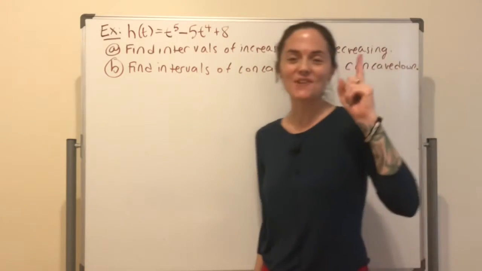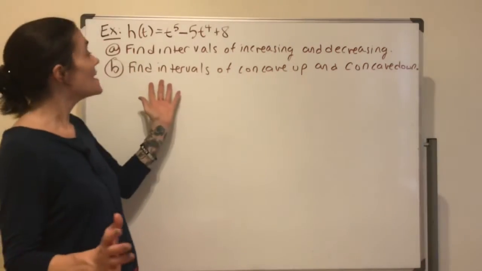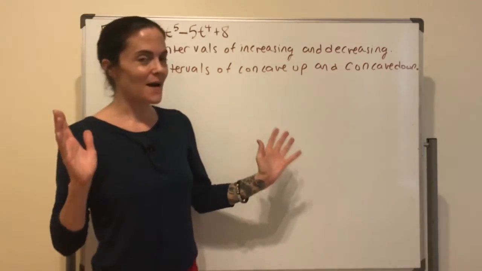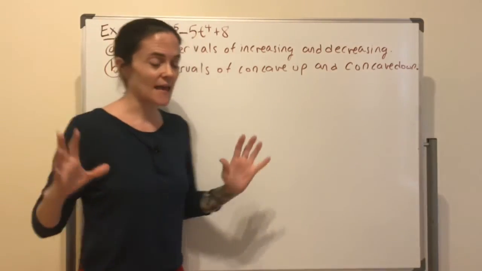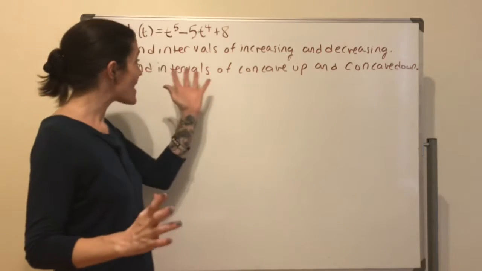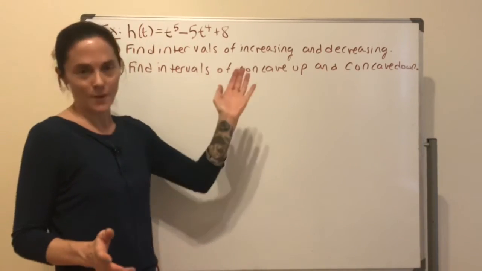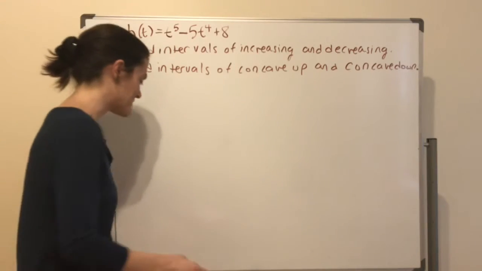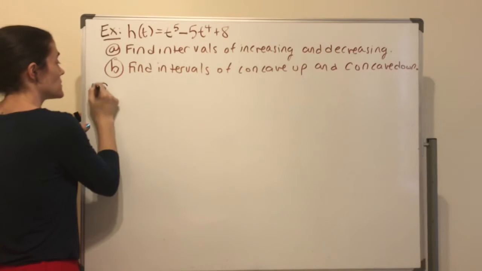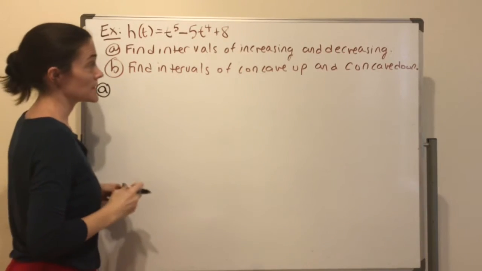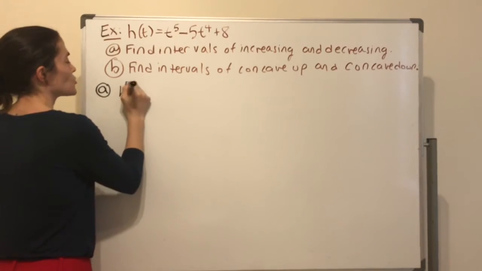Okay? Let's look at this example where we have a function h of t, and we will do both. We will find intervals of increasing, decreasing, which was the focus of the last video, and we will do intervals of concave up and down, which is really the focus for today. And then we will look at a graph of this function and try to make sense of what we found in part A and in part B. Okay. Well, first, intervals of increasing and decreasing. This involves the first derivative and critical points.